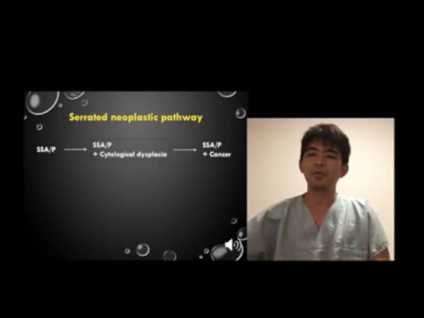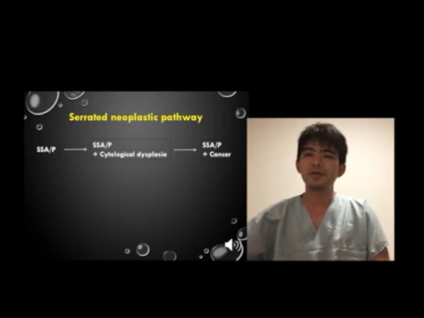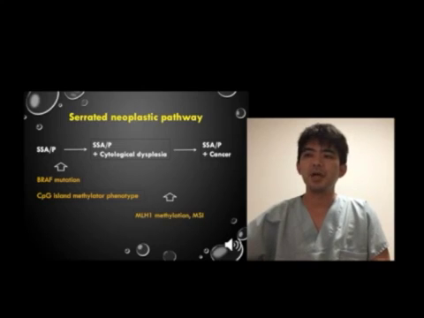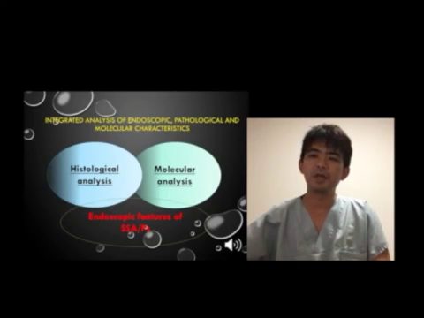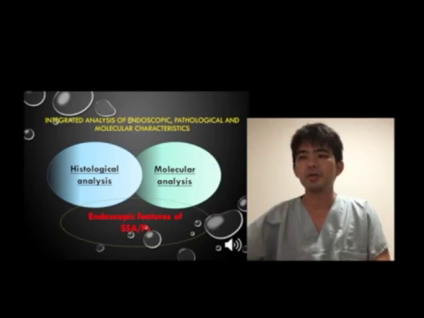Molecular mechanism underlying the neoplastic pathway from SSAP to colorectal cancer is well documented. SSAP are tightly associated with BRAF mutation and CpG island methylator phenotype. Methylation of MLH1 gene and microsatellite instability drives malignant progression of the tumor. We believe that our integrated analysis of endoscopic, pathological, and molecular characteristics could improve the diagnostic performance of colonoscopy.